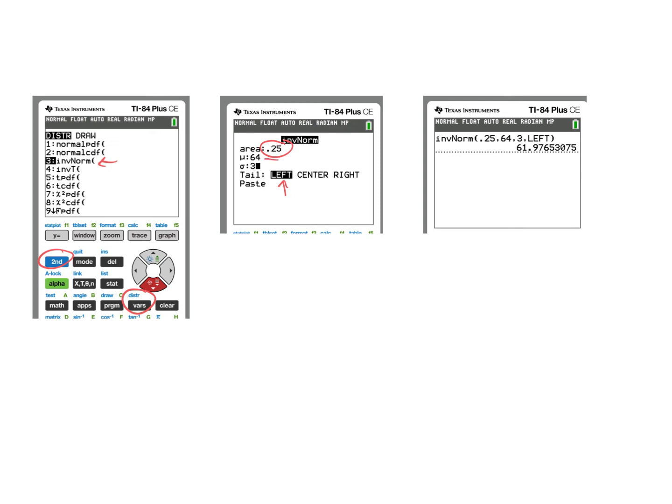And then you're going to type in the population mean, mu, and the population standard deviation, sigma. Once you press enter, I hope you can see that the calculator gives you the same solution as what you would get if you used the z-table. So height of 61.98 inches.